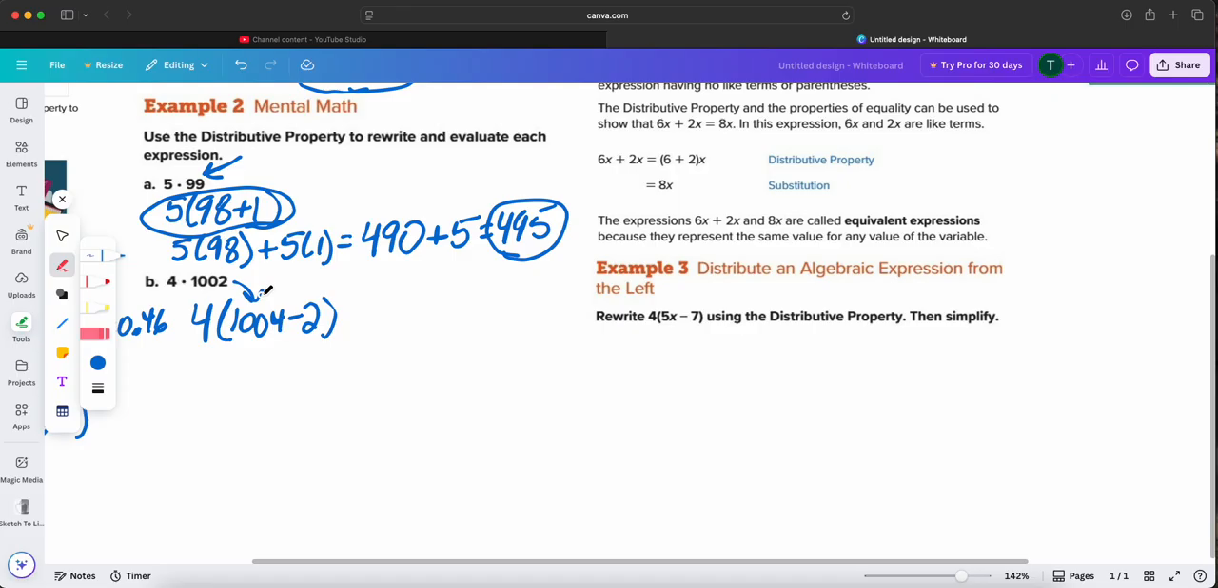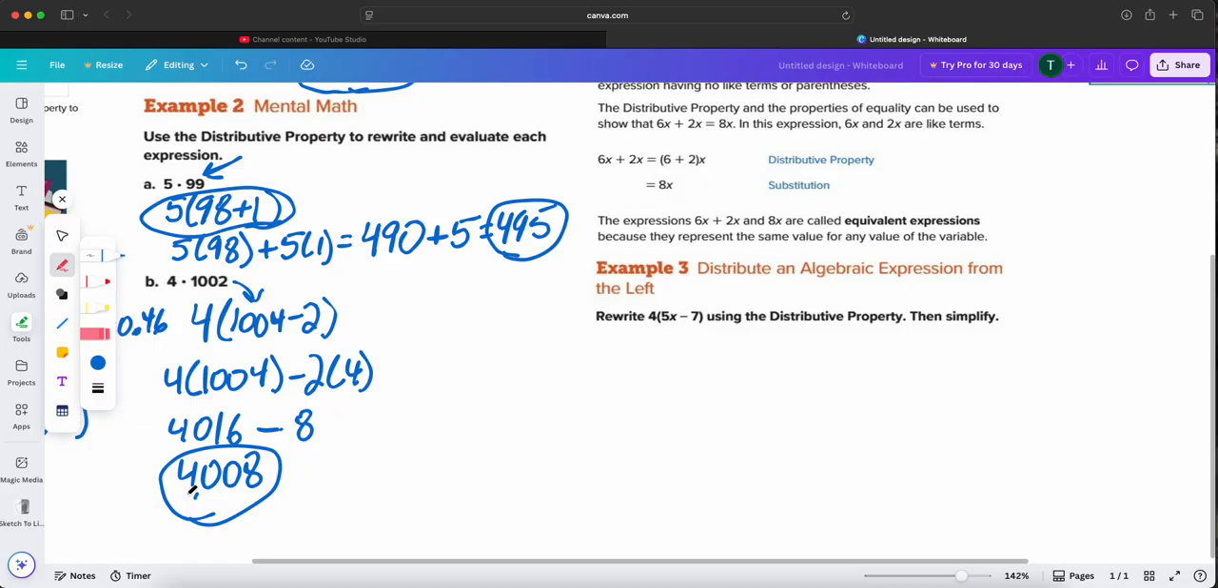So then we'll go ahead and we'll distribute, because that was part 1 where we rewrote it. So I'll be taking 4 times 1004 minus 2 times 4. 4 times 1004 is going to be 4016, minus 2 times 4, which is going to be 8. So if we subtract those, we should get 4008 as our answer. You could double check yourself by taking 4 times 1002, which I did indeed get 4008. So that one worked as well. So those were the two parts of our answer for that one.